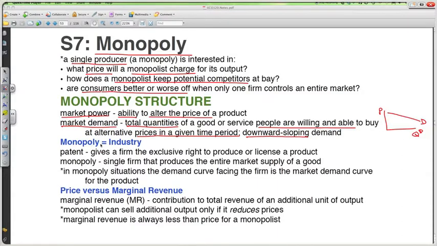A monopoly is equal to the industry because it is the only thing producing within that industry. A lot of times a patent provides the ability for a monopoly to exist because it has the exclusive right to produce a product. Get a license, no one else can produce that thing, only you can. So remember that this monopoly is a single firm and it's producing the entire market supply of the good. And since a monopoly is equal to the industry, the monopoly's demand curve is also downward sloping.